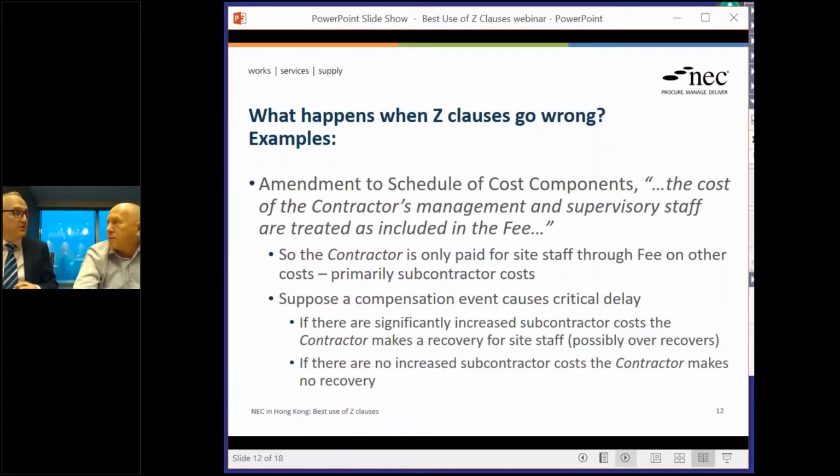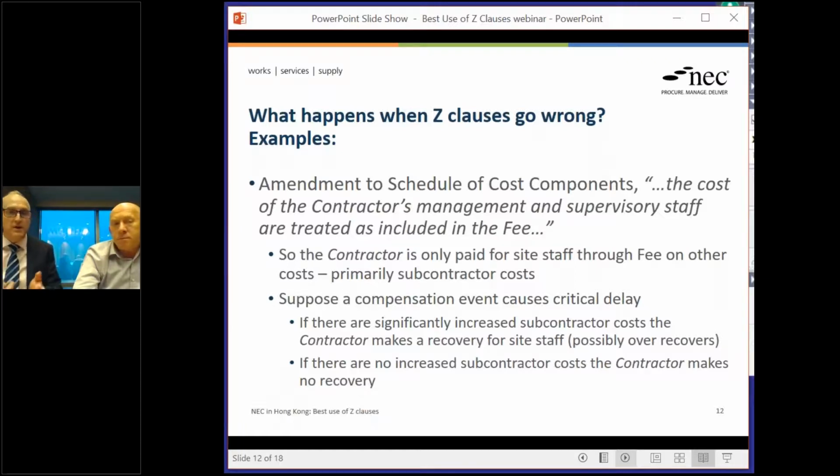It might even give the contractor a bonus. It might give them a windfall. But of course, if there's no work, let's just say work on site is stopped for some reason, there's no cost being incurred. Maybe the key subcontractors aren't even brought to site. So the contractor's not going to make any recovery through the fee.